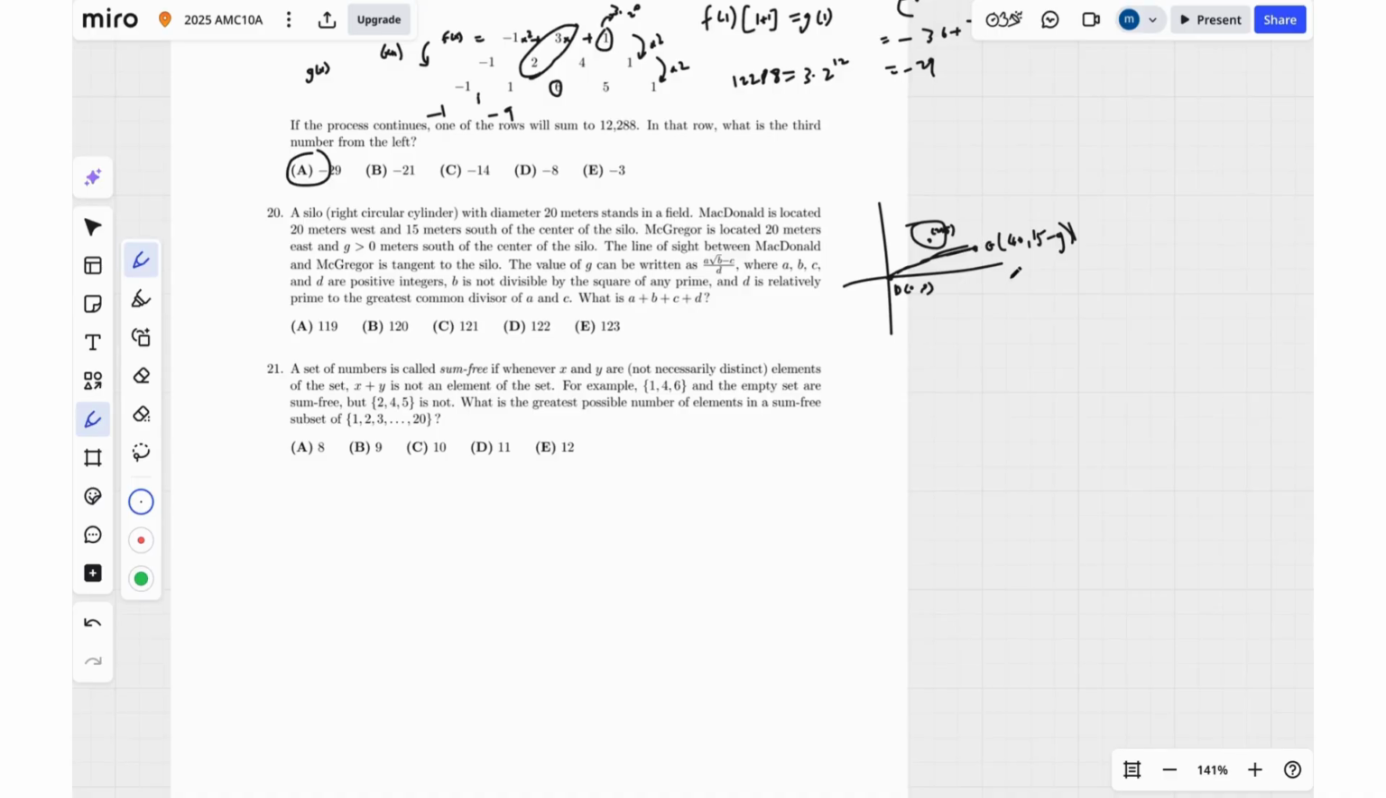So we can let this line be y equals mx, and then let the circle be x minus 20 squared plus y minus 15 squared equals 100, because it's the radius squared. So now if we sub y equals mx in, we find x squared minus 40x plus 300 plus m squared x squared minus 30mx plus 225 equals 0. And that's because I moved 100 over when I subtracted it from 400.